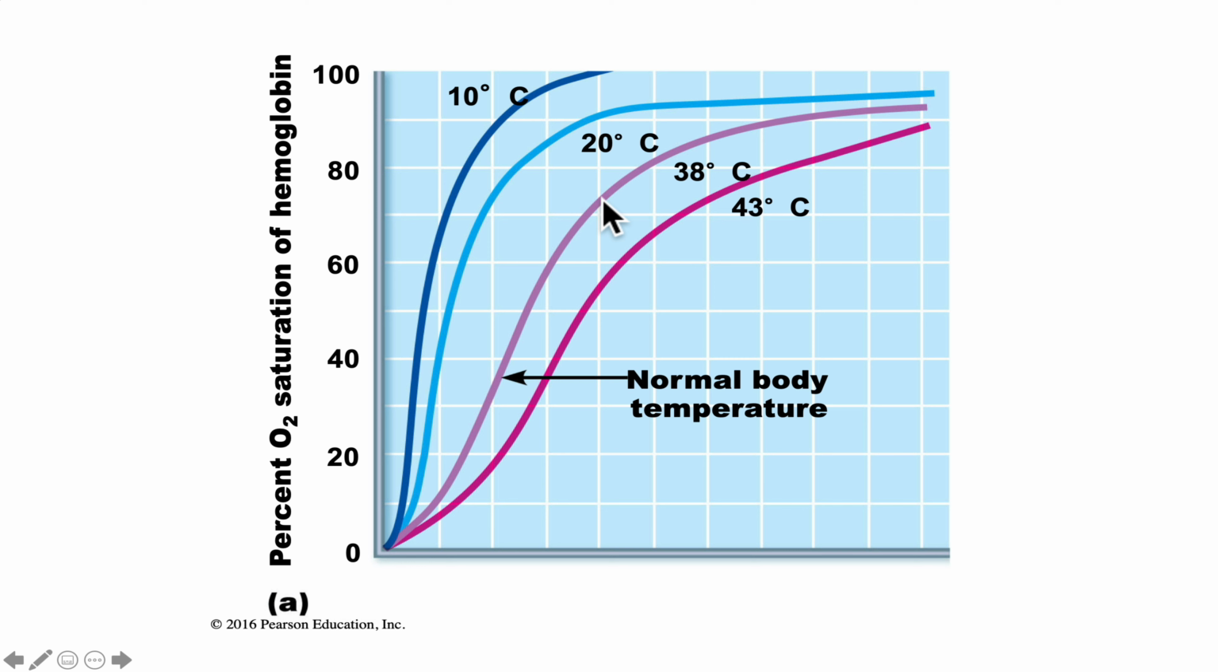Okay. However, if we come over here now, at the same point, what ends up happening at lower temperatures? Lower temperature, it's going to be much higher. So again, it's a left shift. The shift takes place to the left. So at that same partial pressure, we have over 90% saturation at 20 degrees centigrade.